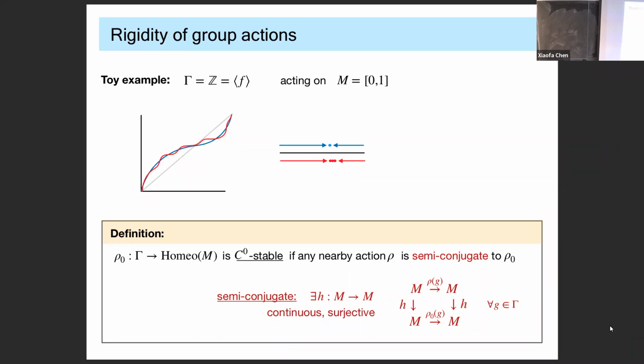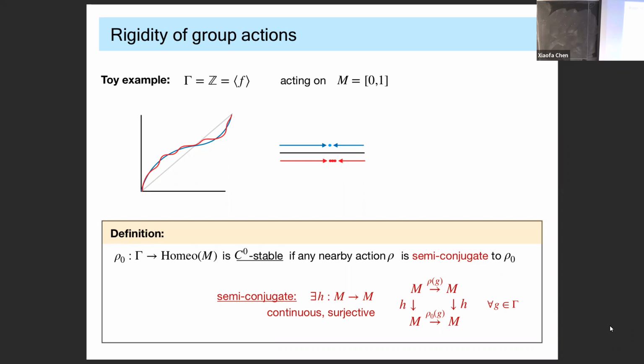A group acting on a manifold is C0 or topologically stable if any nearby action, any small perturbation, is semi-conjugate to it. Not conjugate, but semi-conjugate. And semi-conjugate means exactly this kind of collapsing behavior. The two are related. So there's a continuous surjective map from your space to itself that intertwines the two actions. My original one sits on the bottom. It has the less complicated behavior. And my perturbation sits on top. And there's some map that collapses the perturbation down to the original.